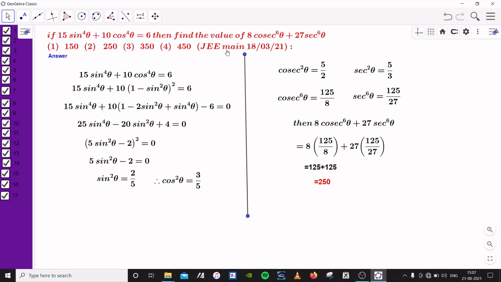Okay, that's a question from the JEE Main examination conducted on 18th March 2021.